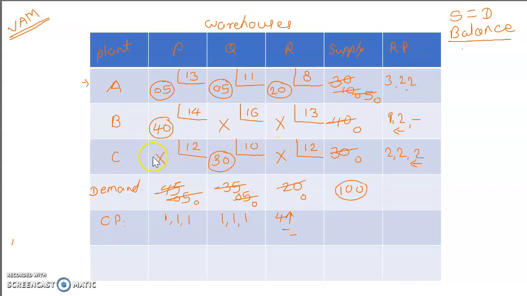After getting the final allotment, this solution is called the initial feasible solution. After getting the initial feasible solution, proceed further to check the optimality of this solution. For the purpose of checking optimality, we have the MODI method, modified distribution method.